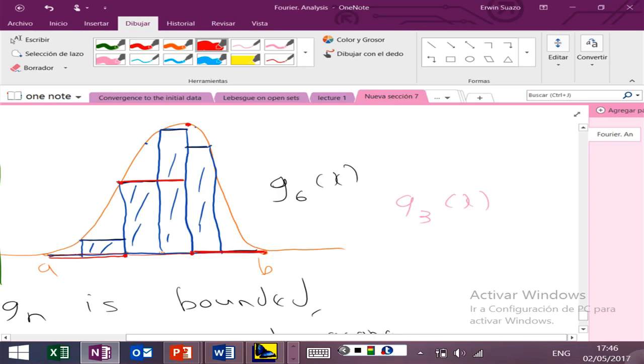You see, G3 is less than G6 because at this point it is 0, but at this point it has this value, whereas G6 is bigger. So it's a matter of drawing it and trying it. The smaller the intervals, the more divisions you get, so the function is higher.